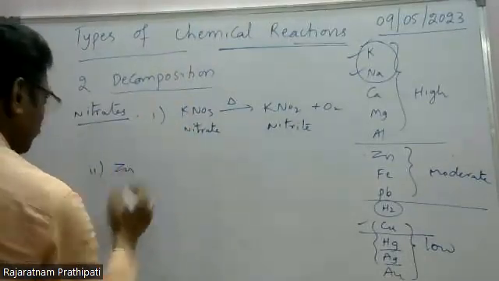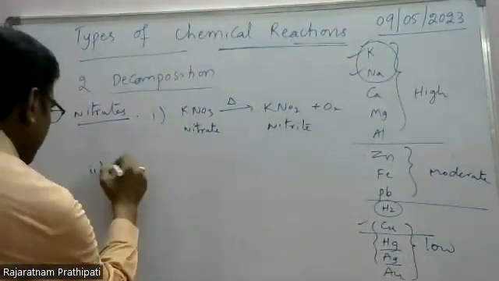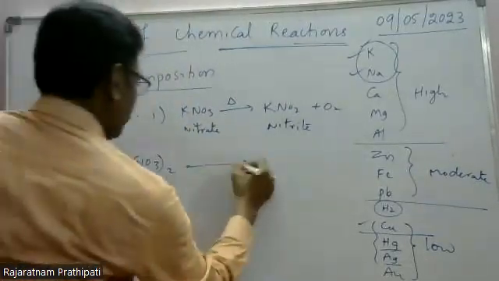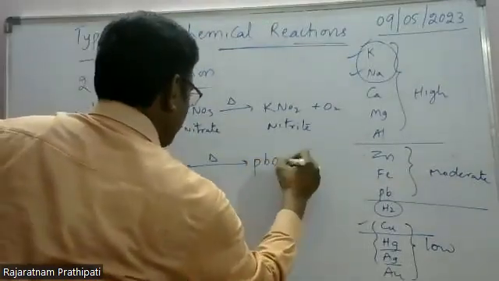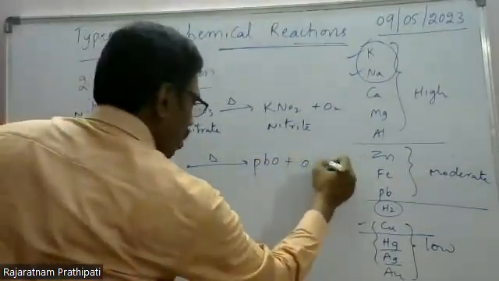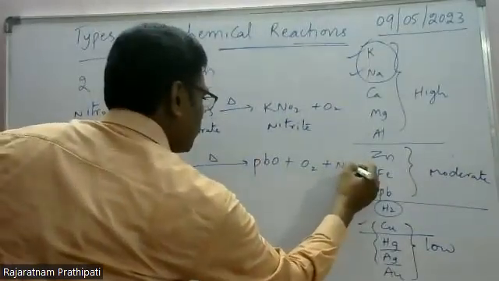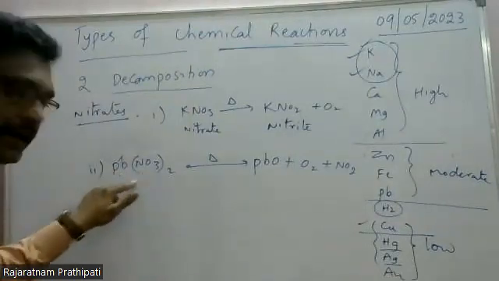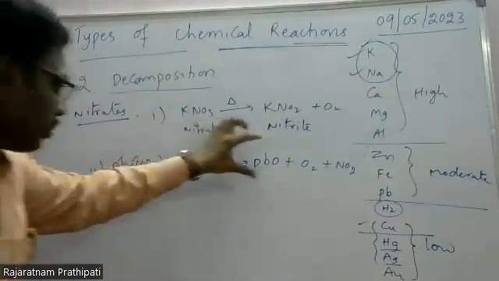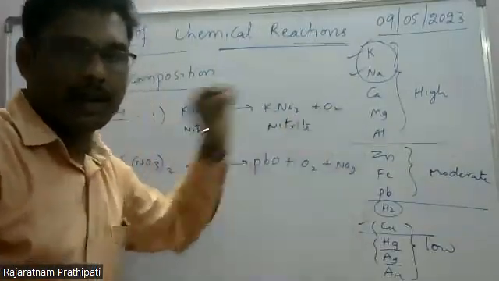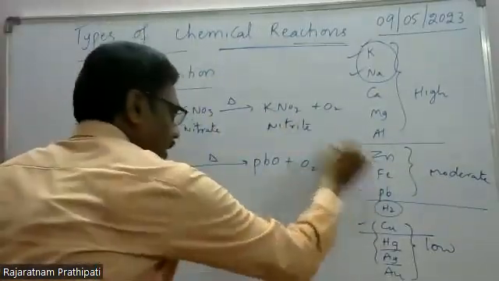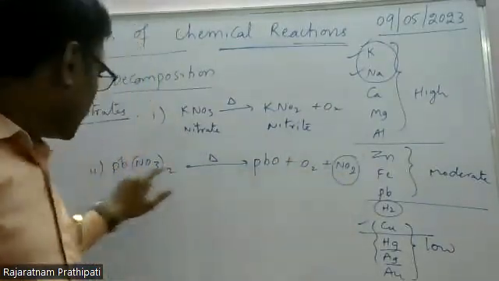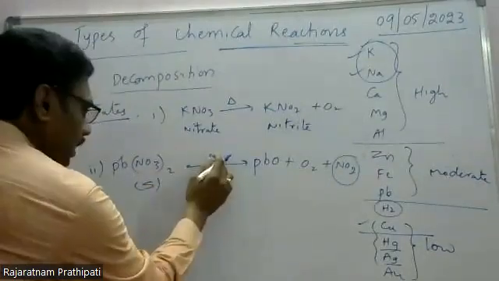Here look at this moderate reactive metal here, lead nitrate. When we heat this, it produces metal oxide, oxygen plus nitrogen dioxide gas. This is a moderate reactive metal nitrate. Here metal oxide, oxygen and nitrogen dioxide. Here in this decomposition reaction, we observe brown color fumes. Here this is a pure solid thermal decomposition.